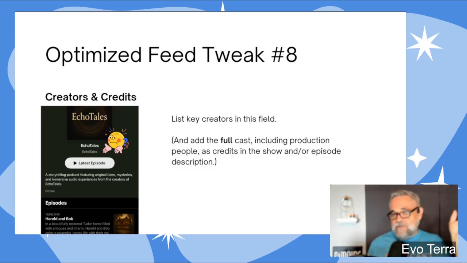This same show, Echo Tales, which I've been picking on for a while, no apology, I'm not picking on them, I'm just pointing out some things that need to be tweaked here, obviously. The creator name is written underneath the show name. So you see the Echo Tales artwork, and underneath it, Echo Tales is the show name, created by Echo Tales. What? That's not helpful. List the creators in this field. Who are the key people who are involved? That's not necessarily everyone involved, but main creator, maybe a network, or at least a production company for sure, right? And then for the full cast, put those in the show description, put those in the episode description.